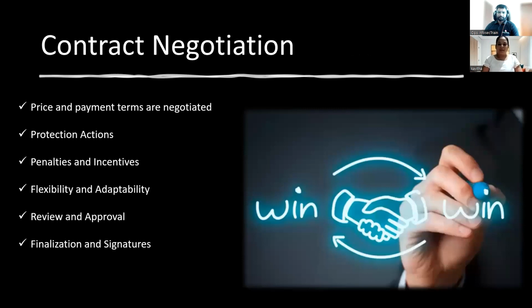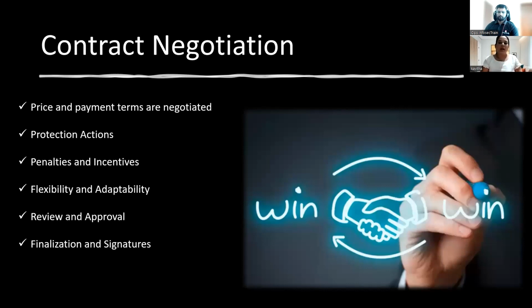Next comes the contract negotiation. Contract negotiation is very, very critical. It's like terms and conditions. When you buy any product online, the terms and conditions are very, very small. You cannot see them. So here also, though the terms and conditions are very small, they have to be read. There are multiple teams who will read these terms and conditions.